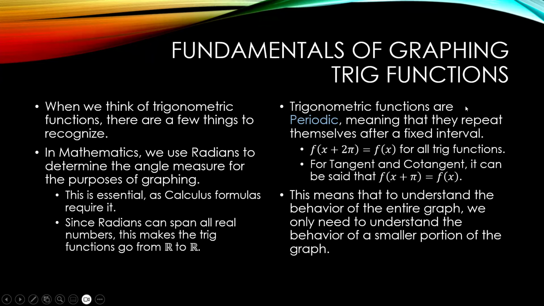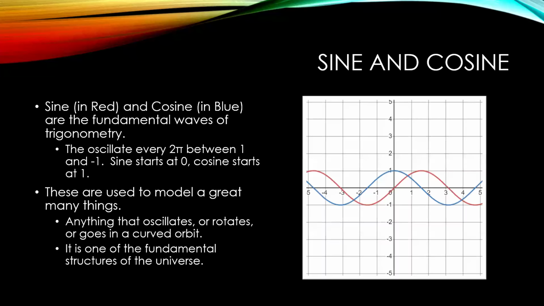Trig functions are periodic. And so that's another thing to note. Periodic means that they repeat themselves after a fixed interval. And so in the case of all trig functions, if you are at f of x plus 2 pi, that's the same as f of x. If you go 2 pi to the left, 2 pi to the right, you're getting the same y values out. For tangent and cotangent, you don't even have to go 2 pi, you can just go pi, and you're going to get the exact same value out of it. This means that to understand the behavior of the entire graph, we only really need to understand a small portion of it. And so let's understand some small portions of graphs.